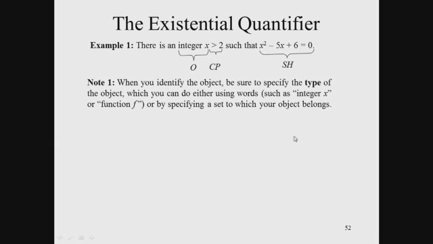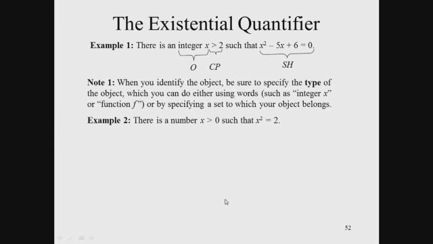When you identify the object, be sure to specify what kind of object you have, what type of object. You can do that with words like integer x or function f, or you can describe the type of object by saying it belongs to a certain set. Let me show you why it's important that you identify the type of object. Let's take a look at this example.